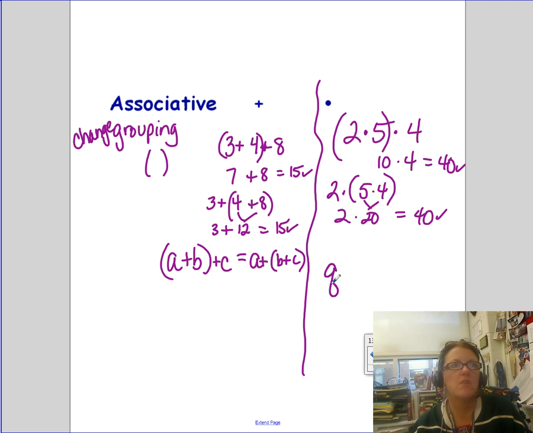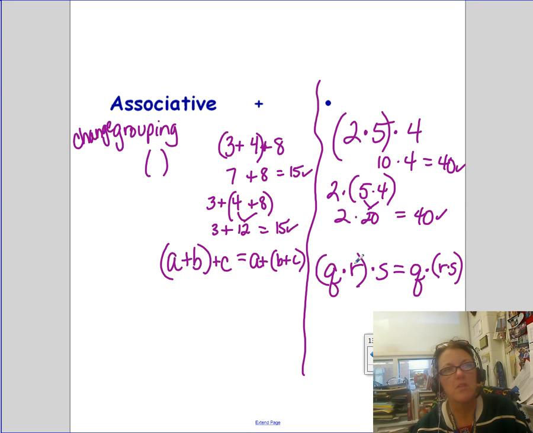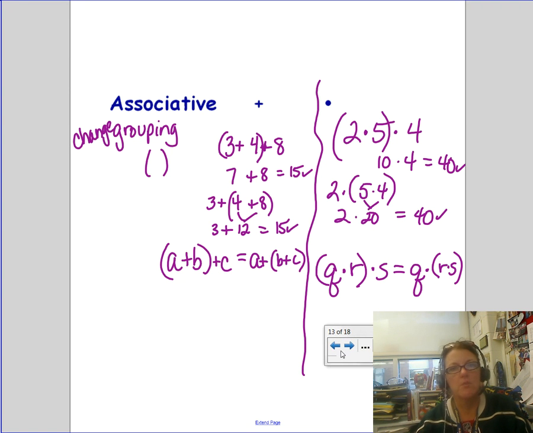Let's do Q times R times S. And if I have the grouping symbols around the Q and the R, it also will be true to take Q times the quantity R times S in parentheses. Notice the order is the same, Q, R, S, Q, R, S, but I've grouped them differently. You will still get the same answer. Commutative, switch the order. Associative, change your grouping by moving your parentheses.